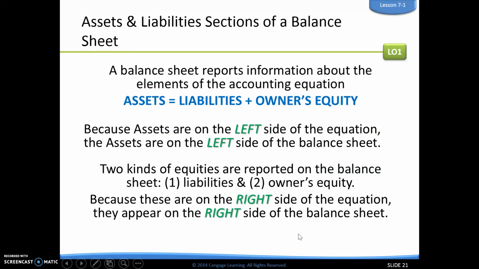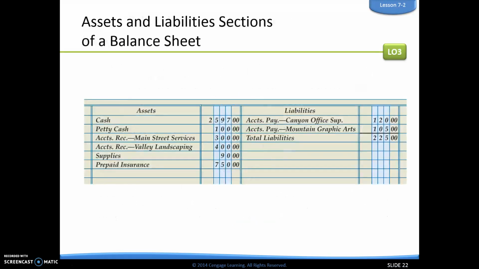Remember that our balance sheet reports information based off of our accounting equation: assets equals liabilities plus owner's equity. Because assets are on the left side of the equation, the assets section is on the left side of the balance sheet. Liabilities and owner's equity are reported on the right side of the equation, so they appear on the right side of the balance sheet. Assets are on the left, liabilities and owner's equity are on the right.